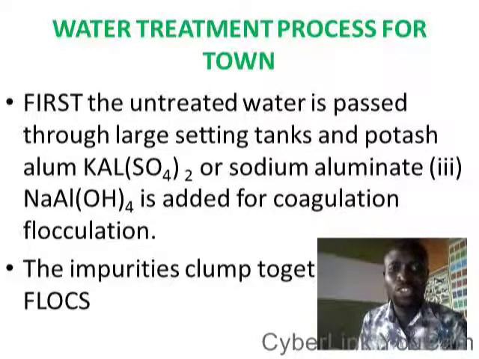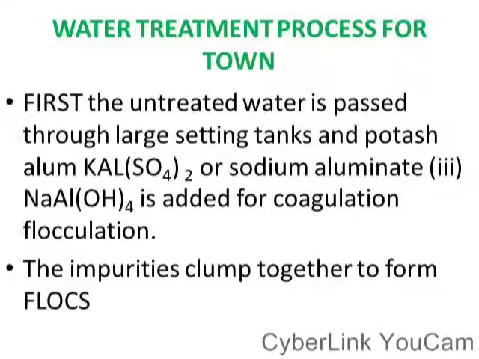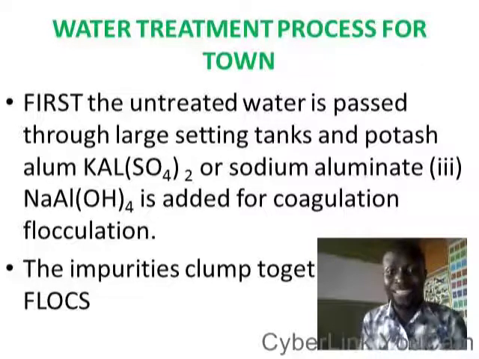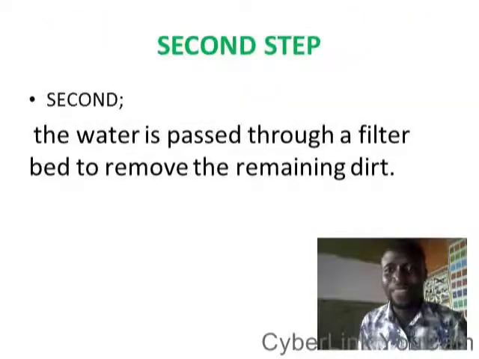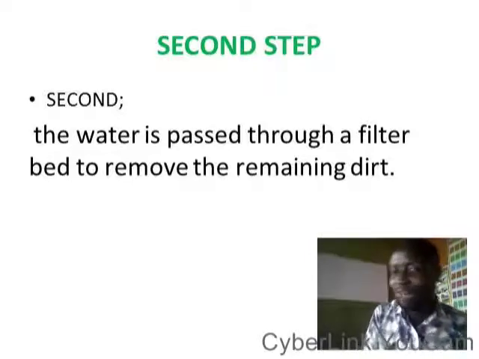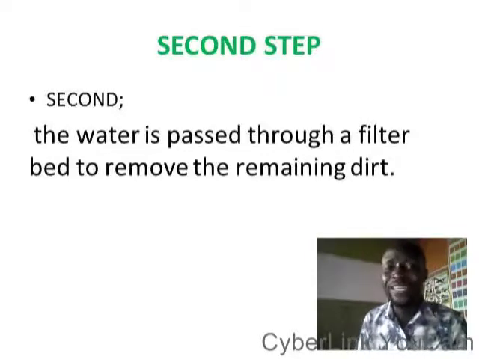Now let's go on to see. The impurity clumps together to form floc. Flocs are impurities. They clump together, they pack themselves together and form floc. Let's go to the next slide and see. The second step is that the water is passed through a filter bed to remove the remaining dirt. It must be filtered, so it will pass through the filter bed to remove the remaining dirt.